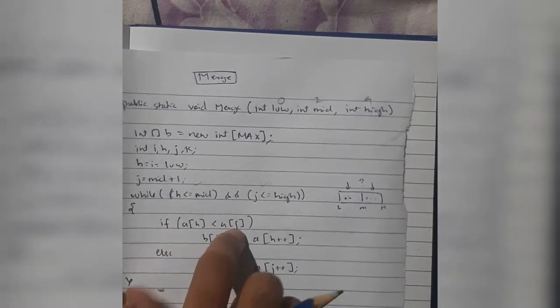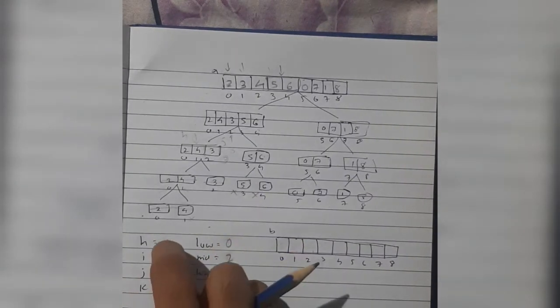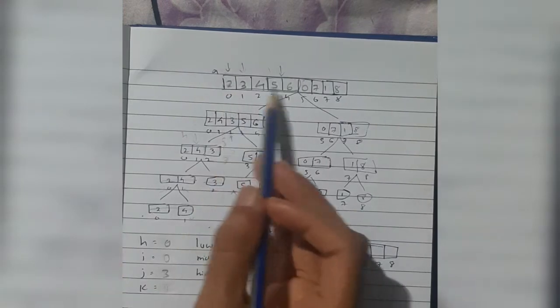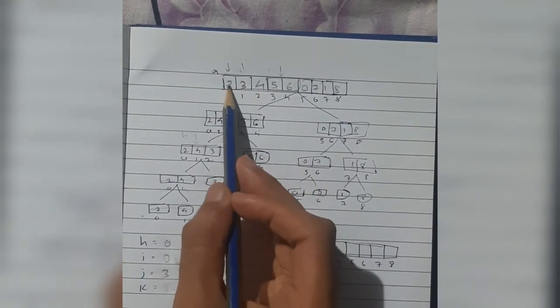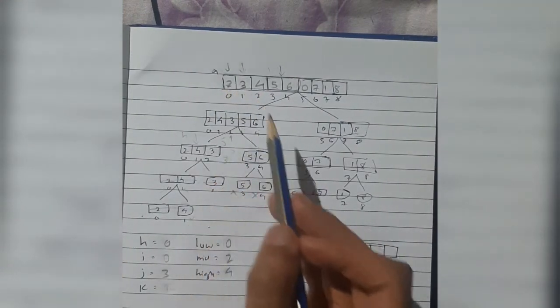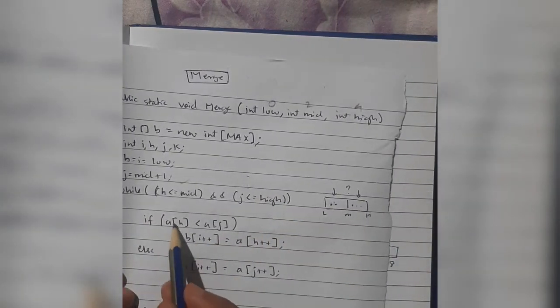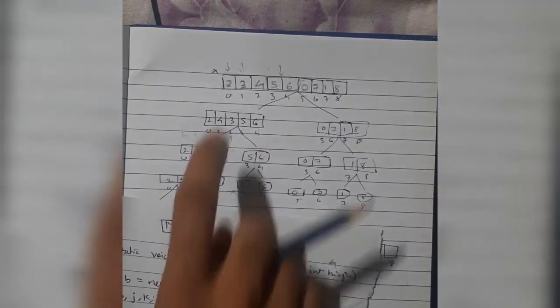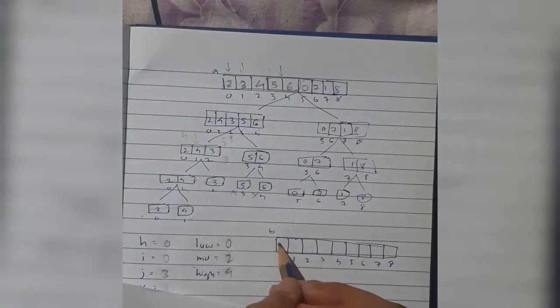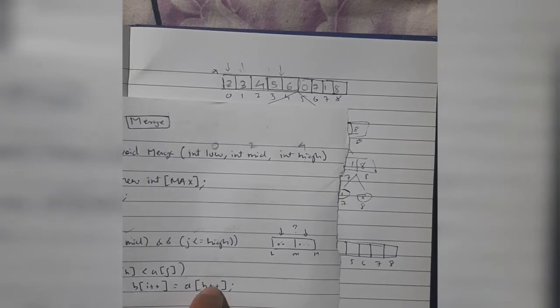Then a of h is less than a of j. H and j are getting compared, 0 and 3. A of 0 and a of 3, which is less? 2, 2 is less, right? So we'll be writing a of h in b of i. Understood now? A of h is less than a of j, means a of 0 is less than a of 3. Then we will be writing a of h in b of i. A of h is 2, we will be writing here 2. Then we will be incrementing h. Okay, see here we are incrementing h here.